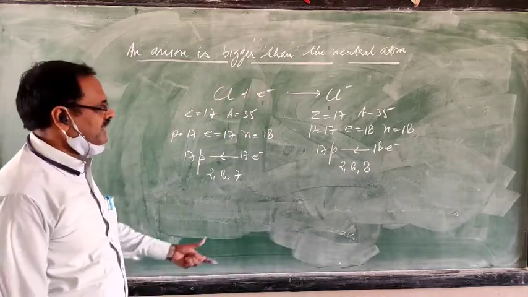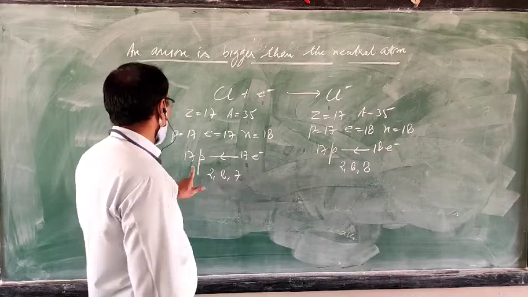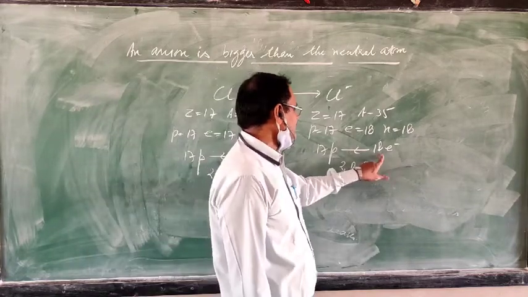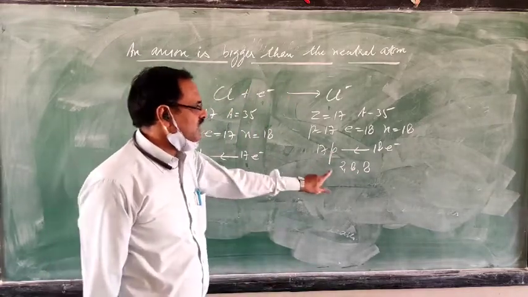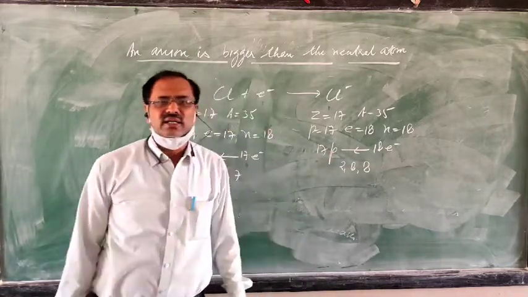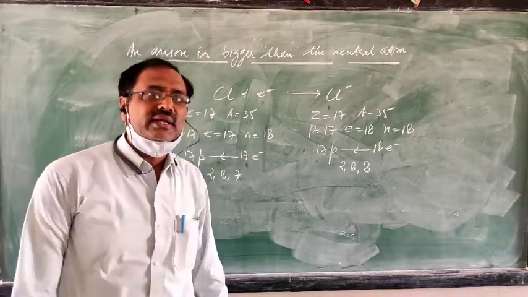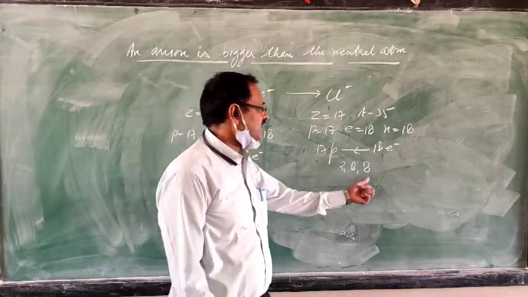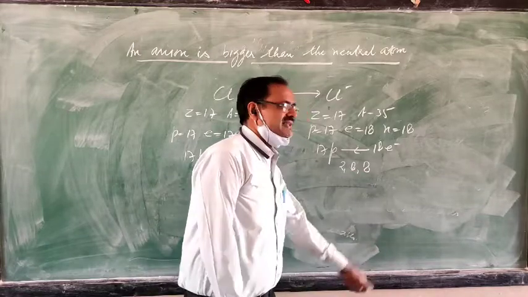So if you compare, here 17 electrons are attracted by 17 protons, but there 18 electrons are attracted by 17 protons. So the force of attraction per electron decreases. Only the force of attraction from the nucleus is exerted. So the force of attraction per electron decreases. As a result, atomic size increases.